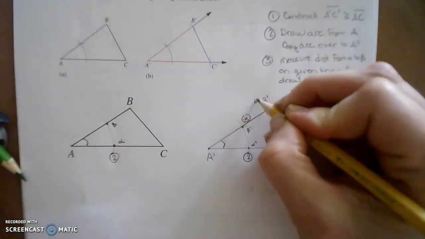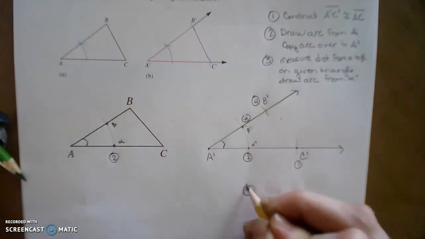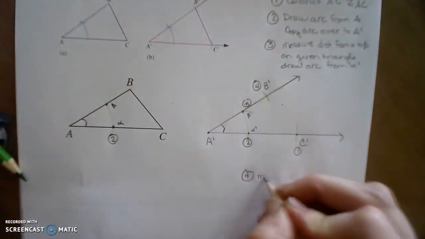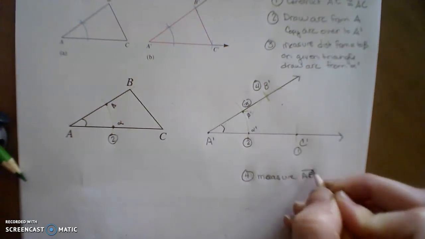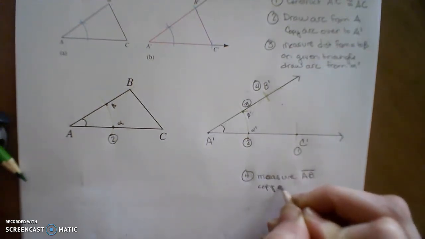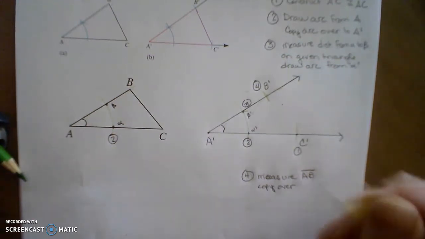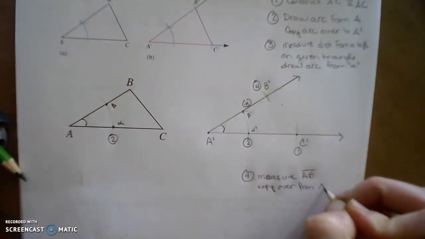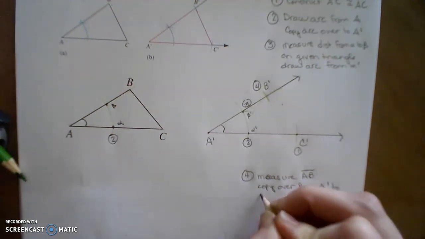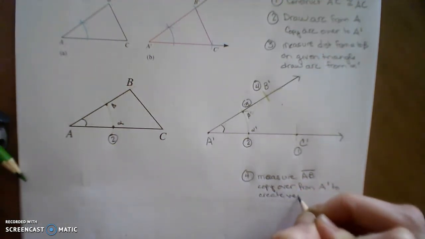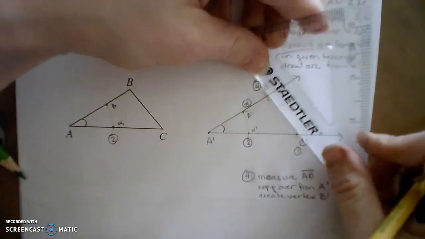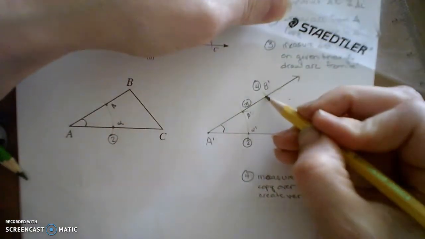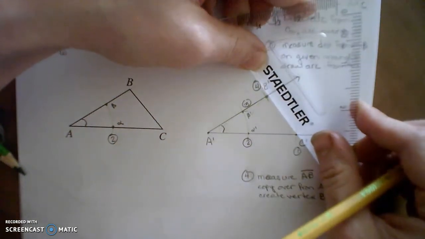So this was step 4, which I'll write down here. Step 4 was to measure the distance from A to B and copy it over from A prime to create vertex B prime. And of course, the very last step is to connect the last two vertices of this triangle, B prime to C prime.